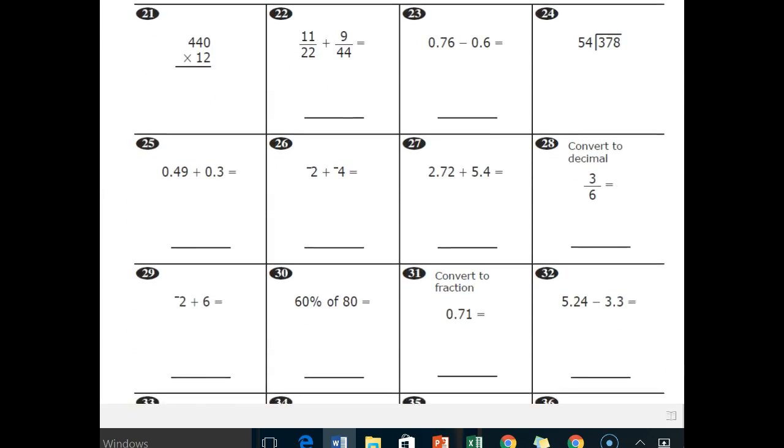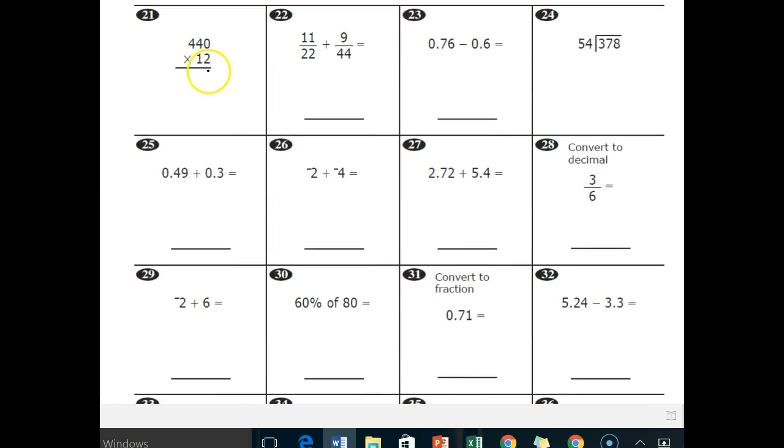Backside. 21 is multiplication, so 2 times 0 is 0. 8. Lay an egg. 0, 4, 4. Add them up. 0, 8, 12, carry 5.